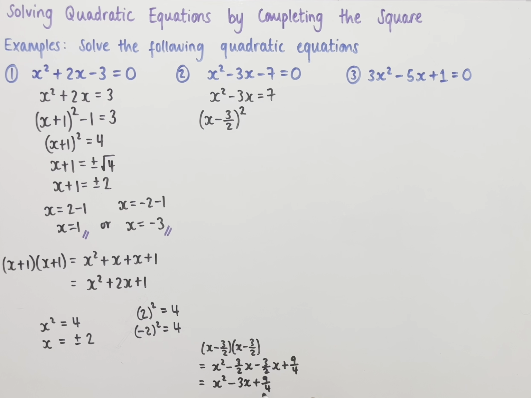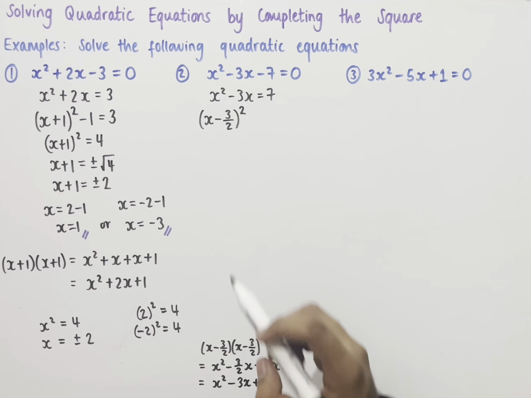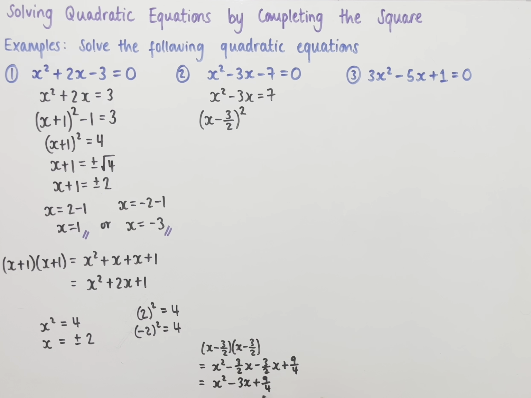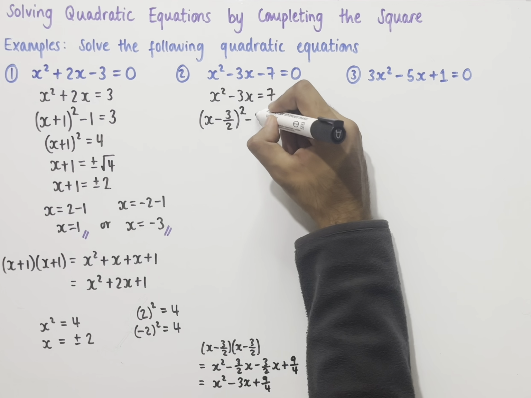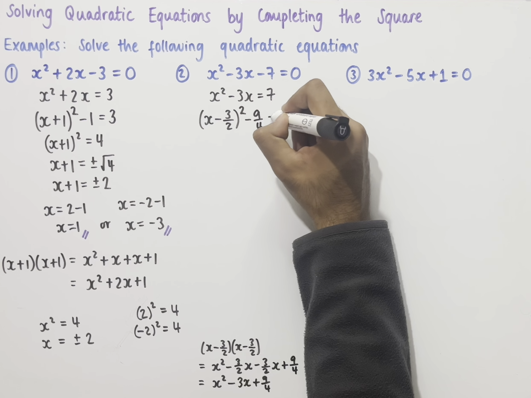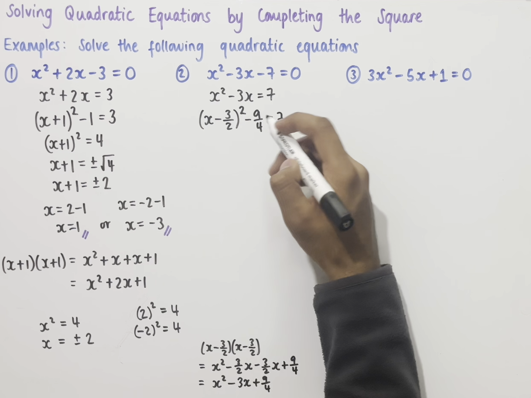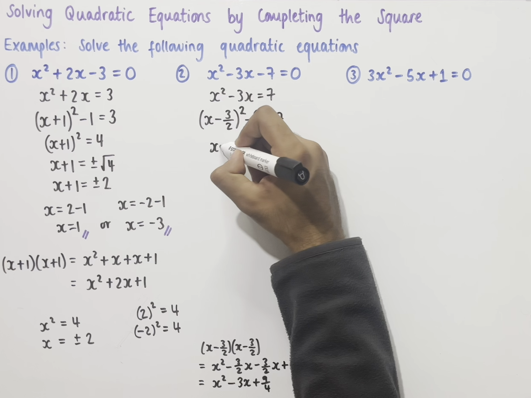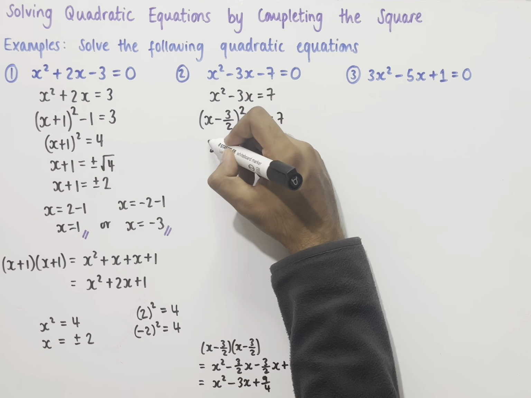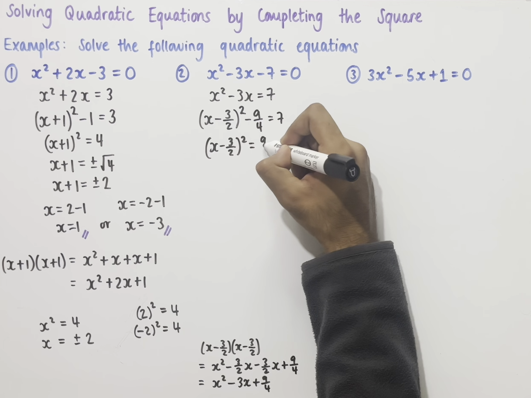Comparing this with what we had originally, we see that we have an extra plus 9 over 4 here, and so we need to subtract that. And so we write in minus 9 over 4, and this equals 7. Now adding 9 over 4 to both sides, we end up with x minus 3 over 2 all squared equals 9 over 4 plus 7.